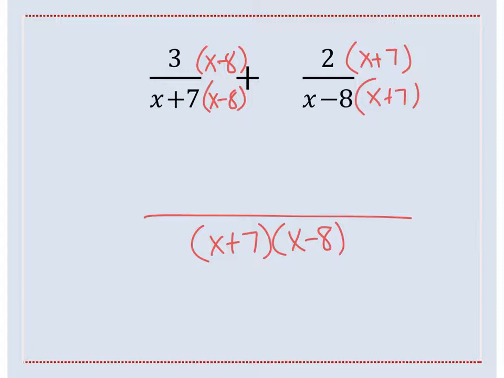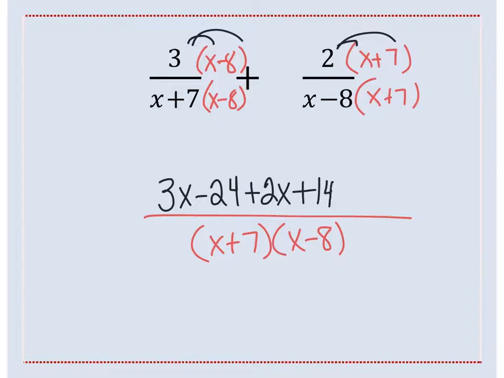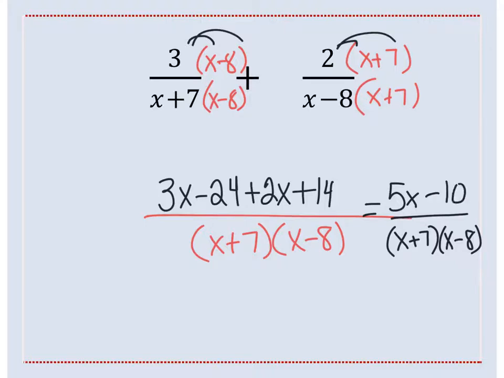Again, we're going to distribute on the numerator. I have 3x minus 24 plus 2x plus 14. Combine like terms. You get 2x plus 3x. We have 5x. Then we have negative 24 plus 14 gives me a negative 10.